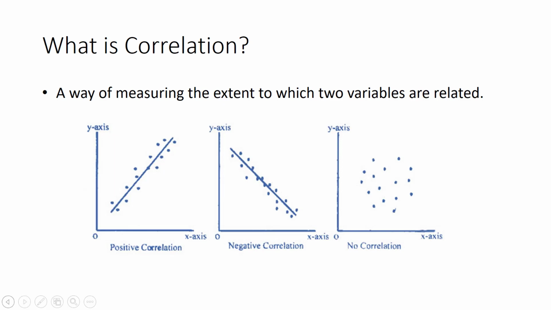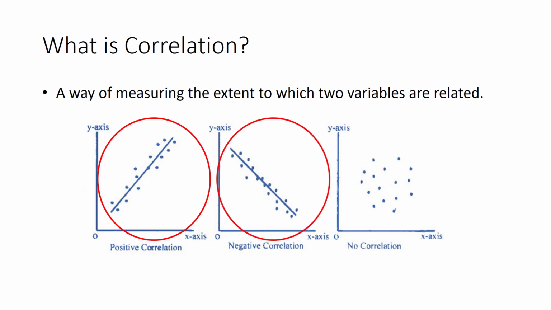What is correlation? Correlation is a way of measuring the extent to which two variables are related. When correlation is positive, it means when one variable increases, the other variable increases too. For example, the more you smoke, the higher the risks of you getting a lung cancer.